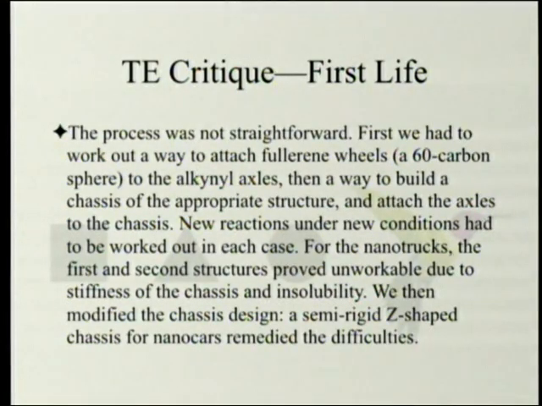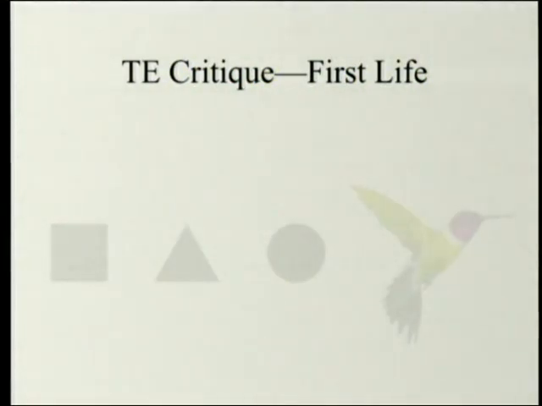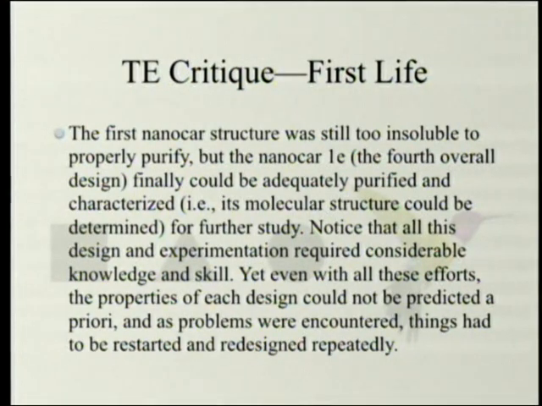The process was not straightforward. First, we had to work out a way to attach fullerene wheels, 60 carbon spheres, to the alkynyl axles, then a way to build a chassis of the appropriate structure and attach the axles to the chassis. New reactions under new conditions had to be worked out in each case. For the nanotrucks, the first and second structures proved unworkable due to the stiffness of the chassis and insolubility. We then modified the chassis design. A semi-rigid Z-shaped chassis for nanocars remedied the difficulties. The first nanocar structure was still too insoluble to properly purify, but nanocar 1E, the fourth overall design, finally could be adequately purified and characterized. That is, its molecular structure could be determined for further study.